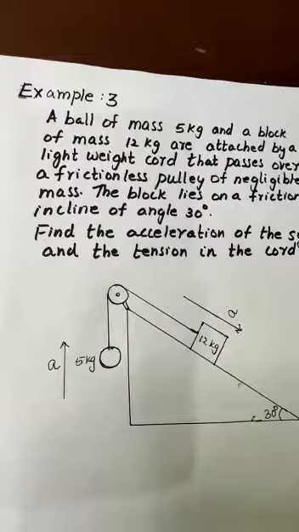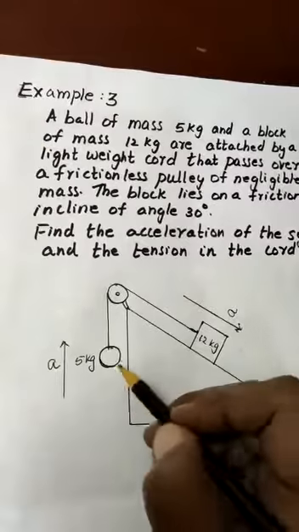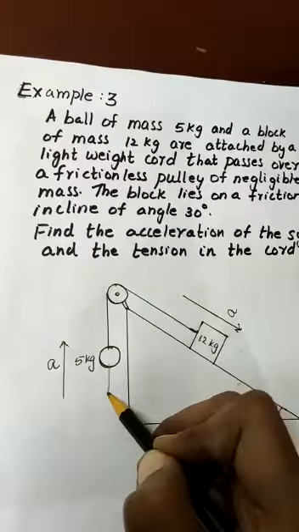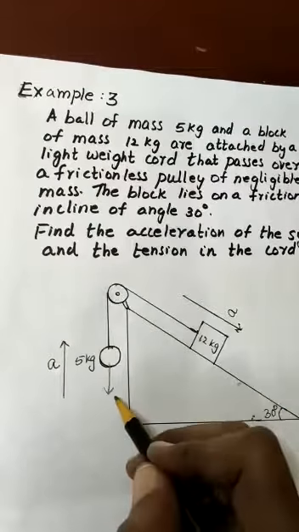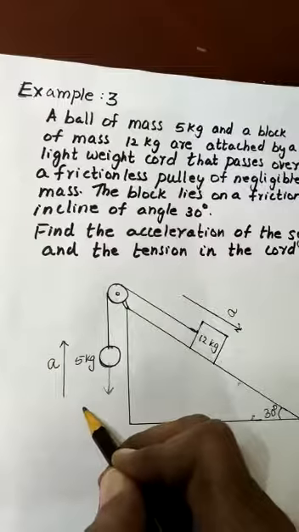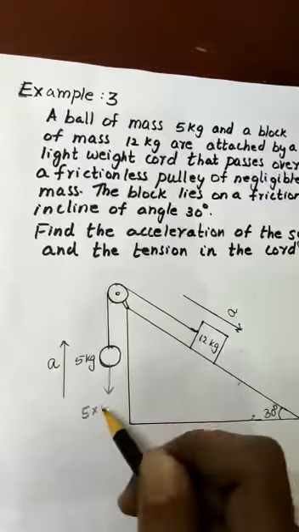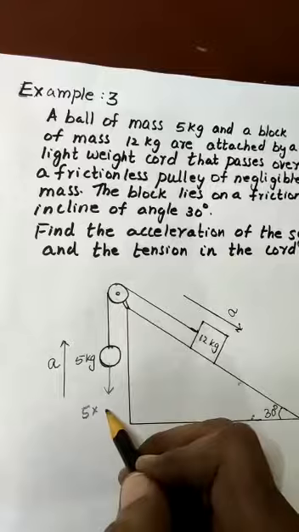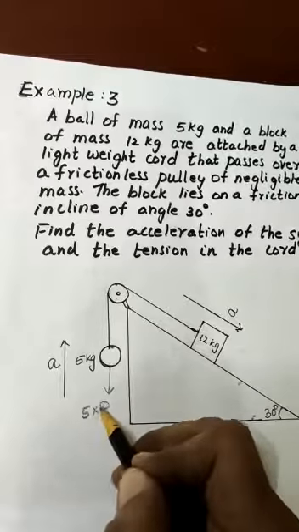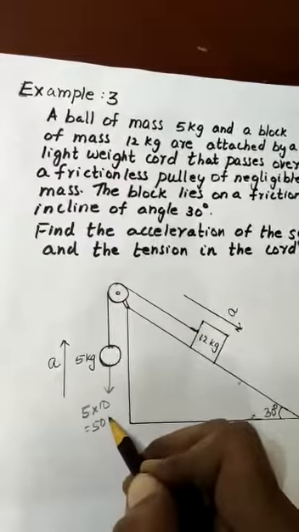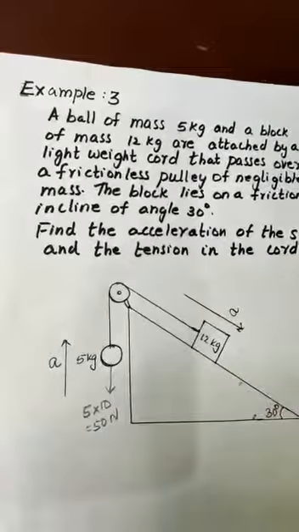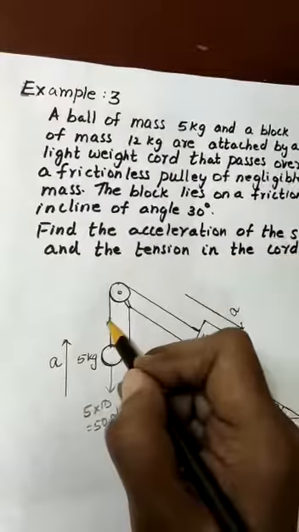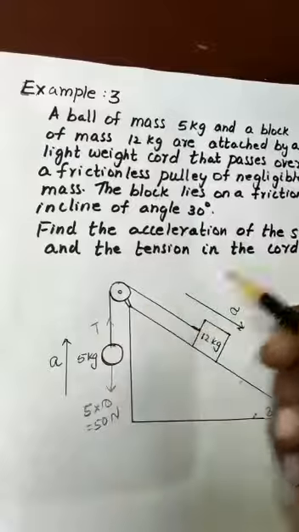Now, as per the earlier examples, we know that the weight of the ball will act downwards. That is 5 into 9.8 or 10. In this case, we can take it as 10. So 5 into 10, which is equal to 50 Newton, is the weight that is acting downwards. Now there is a tension acting along the string.